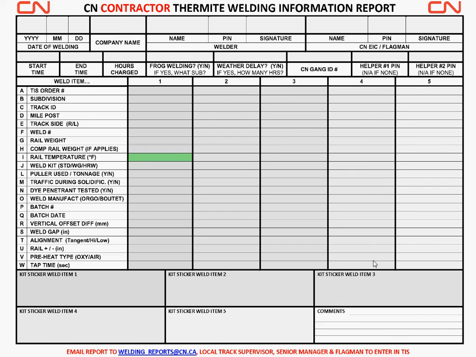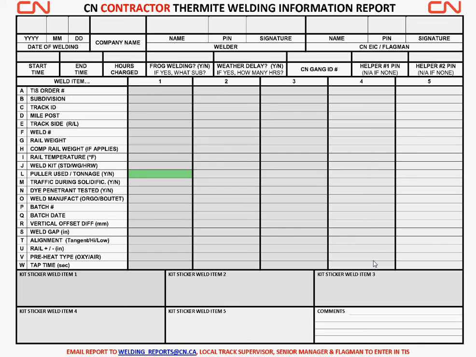Rail temperature. This is the rail temperature taken on the shady part of the web of the rail with the temperature gun. It is not the ambient temperature. Weld kit. So if you are using a standard kit, put STD. If you are using a wide gap kit, put WG. If you are using a head repair weld kit, put HRW.